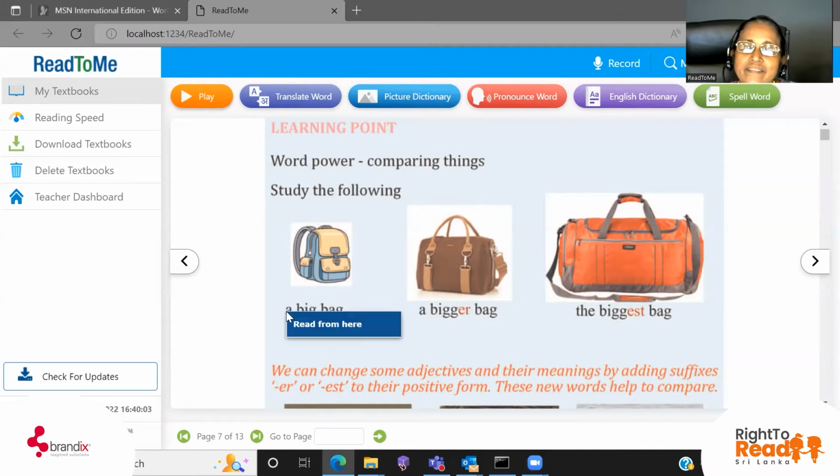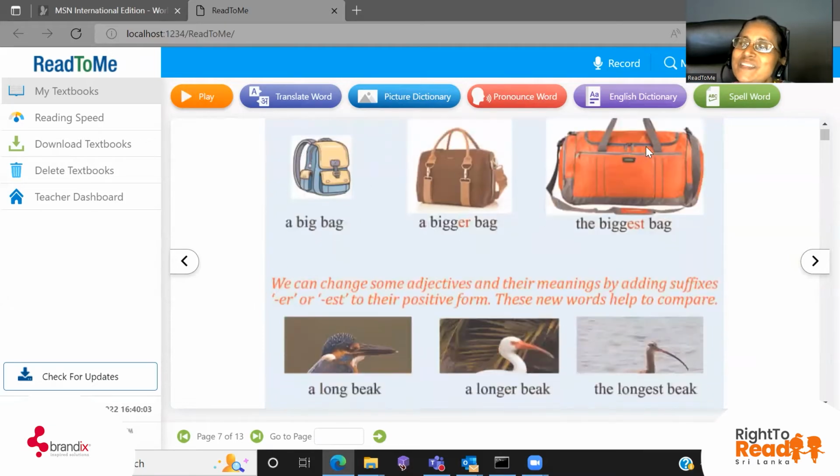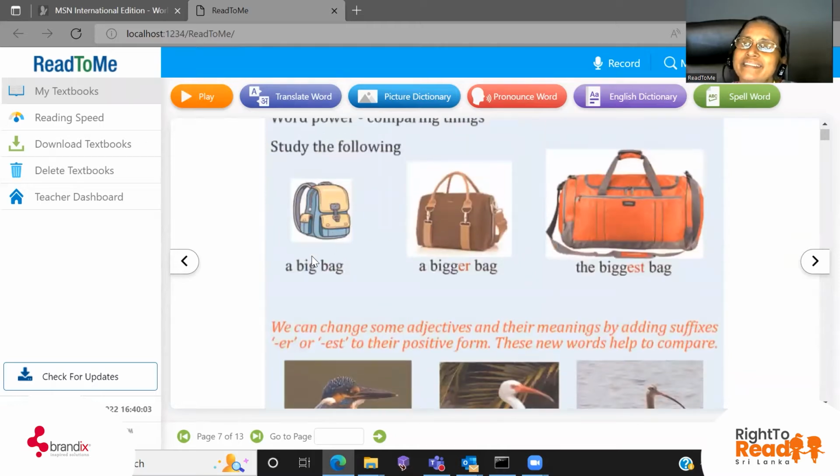Comparing things, we can say a big bag, a bigger bag, the biggest bag. Now look at the sizes of these three bags. A big bag. This is also a big bag. But this bag is bigger. And this one, the biggest bag. It is the biggest bag out of these three bags. A big bag, a bigger bag, the biggest bag.